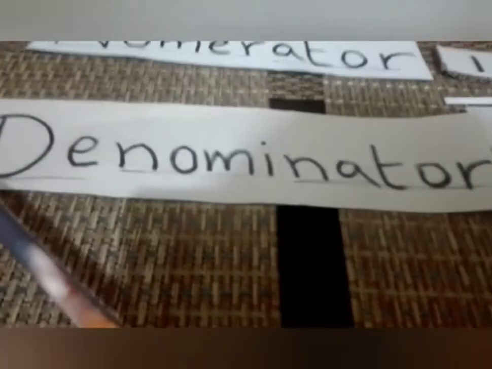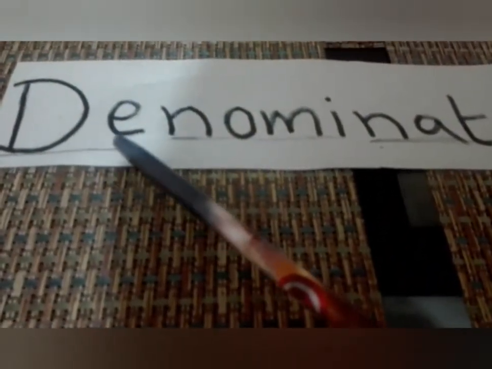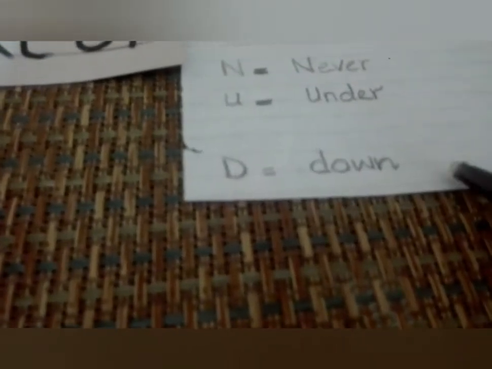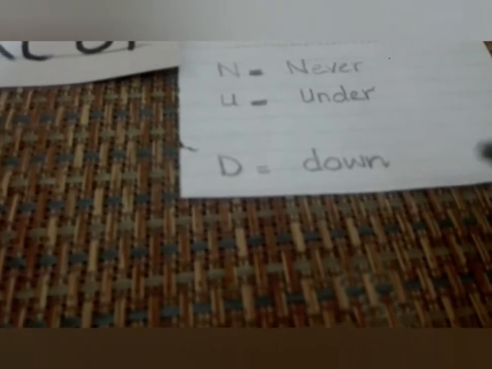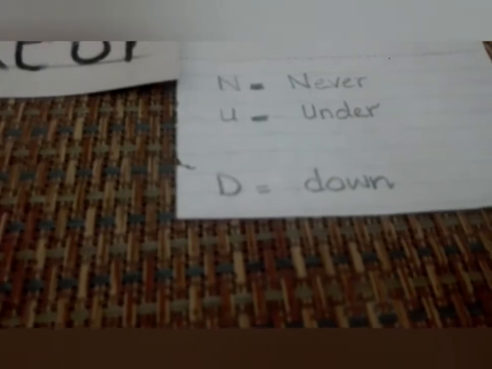And the same goes for denominator. If we take the first letter of the word denominator, you will see D. D stands for down. So the denominator, or the total parts of a whole, will always be downwards. They will always be below the line.